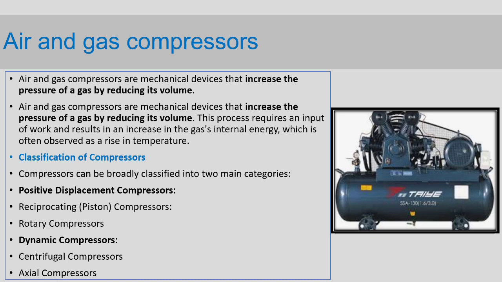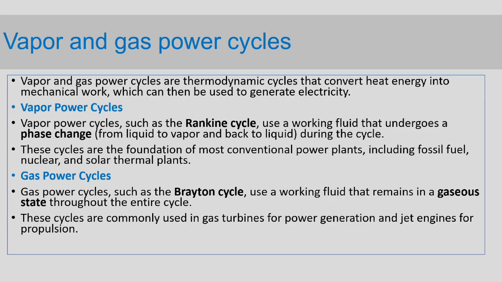Dynamic compressors are classified into centrifugal compressors and axial compressors. Very important topic. Next topic is vapor and gas power cycles. So vapor and gas power cycles are thermodynamic cycles that convert heat energy into mechanical work, which can be used to generate electricity. So vapor power cycles and gas power cycles are very important. Vapor power cycles like Rankine cycle, gas power cycles like Brayton cycles.